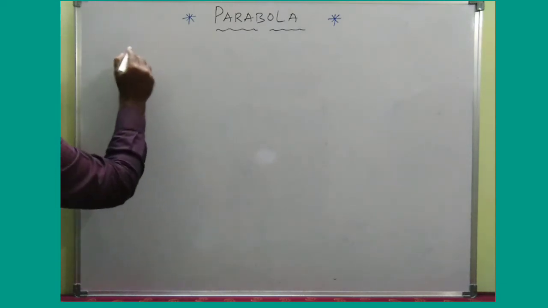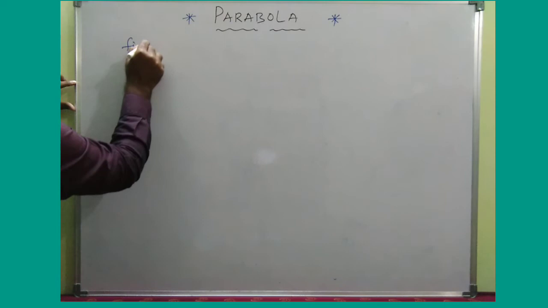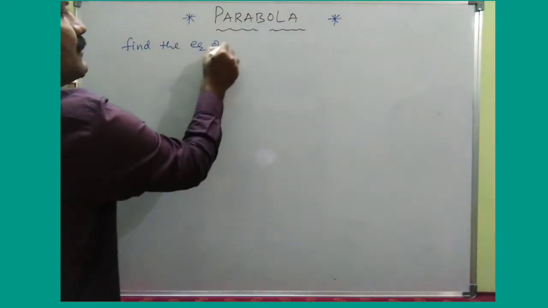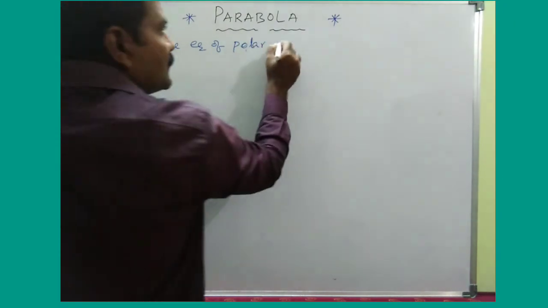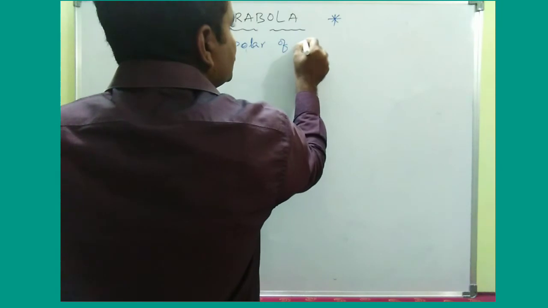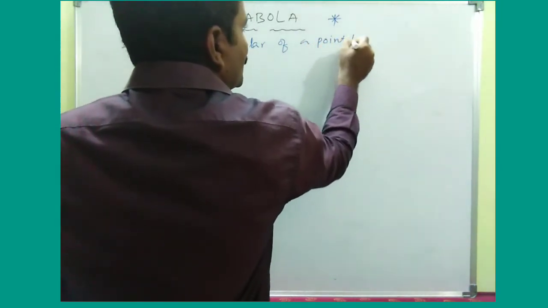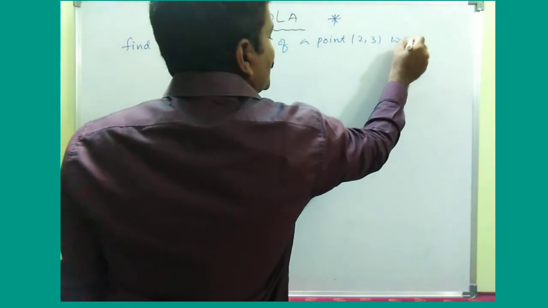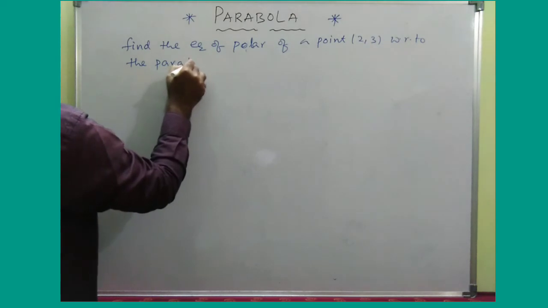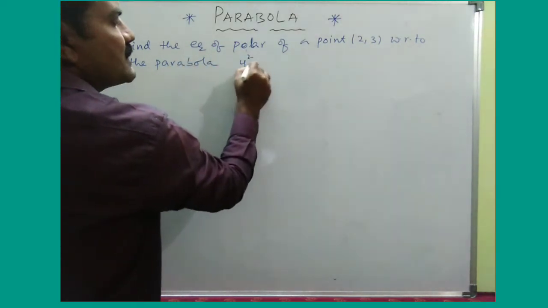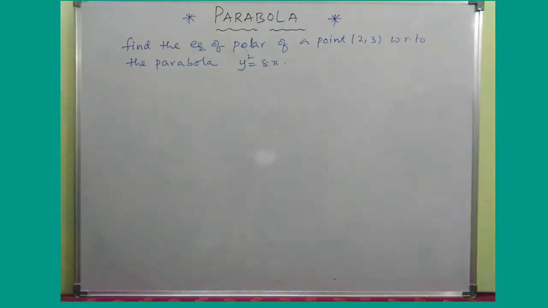So look at one problem on this. Find the equation of polar of the point (2, 3) with respect to the parabola y square is equal to 8x. Suppose this is the question. We need to find the equation of polar of a particular point to the given parabola.